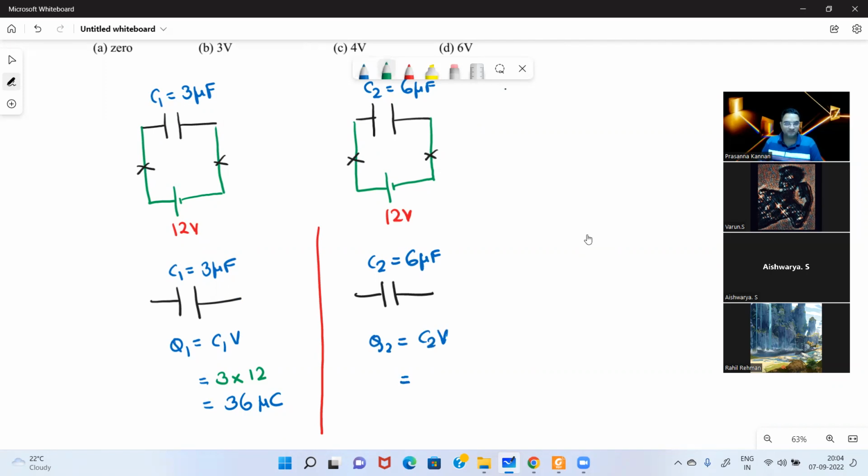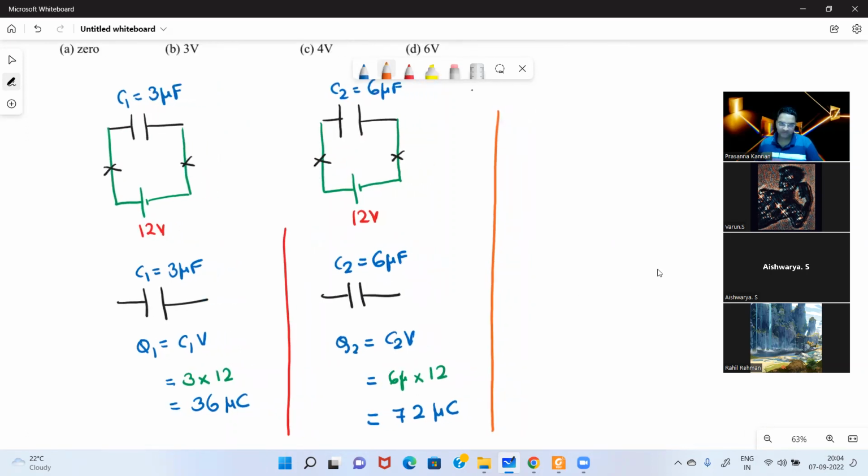This is also charged to 12 volts. Of course, it's 6 microfarad into 12 volts, so what will be the charge? 72 microcoulomb. Clear, everyone?